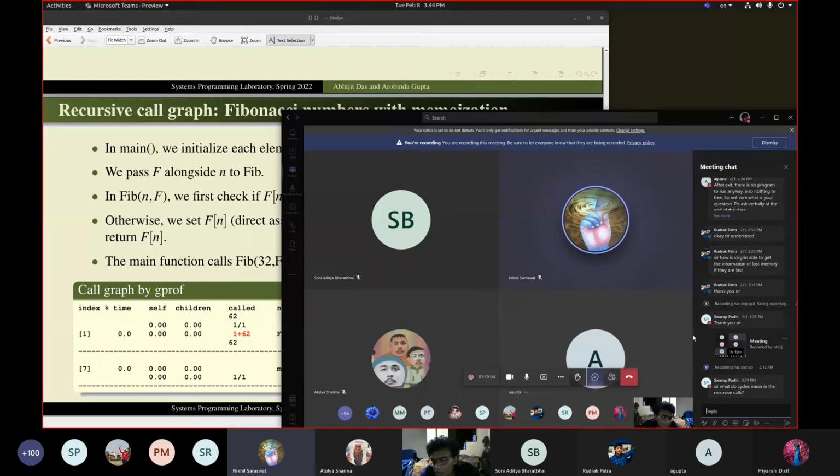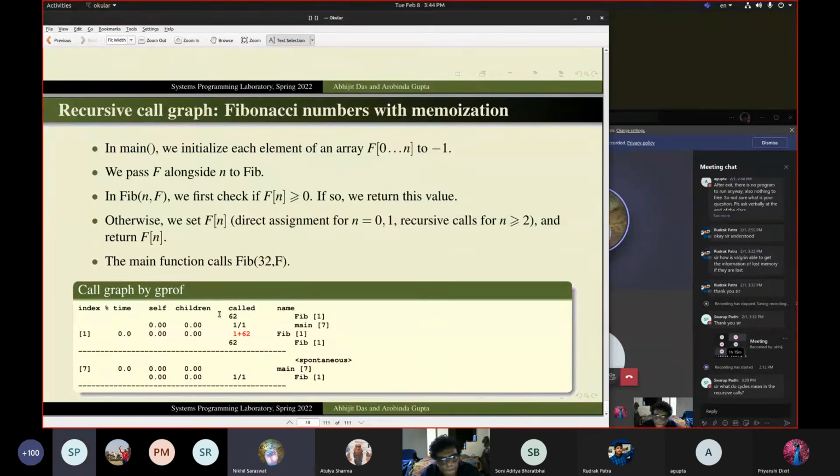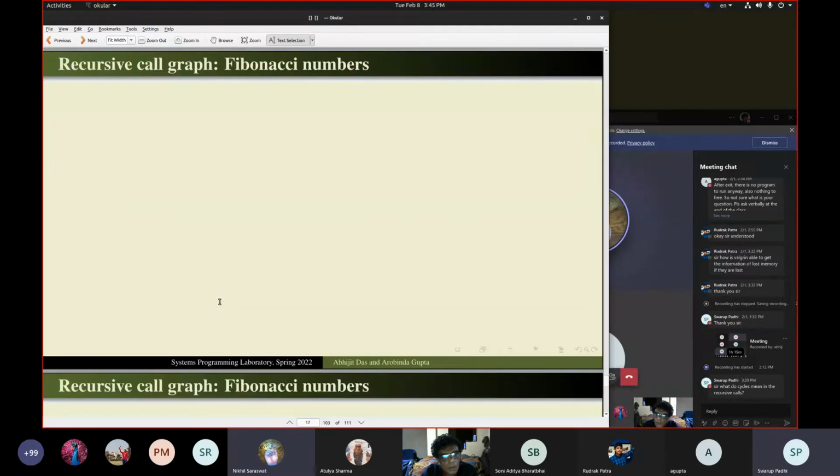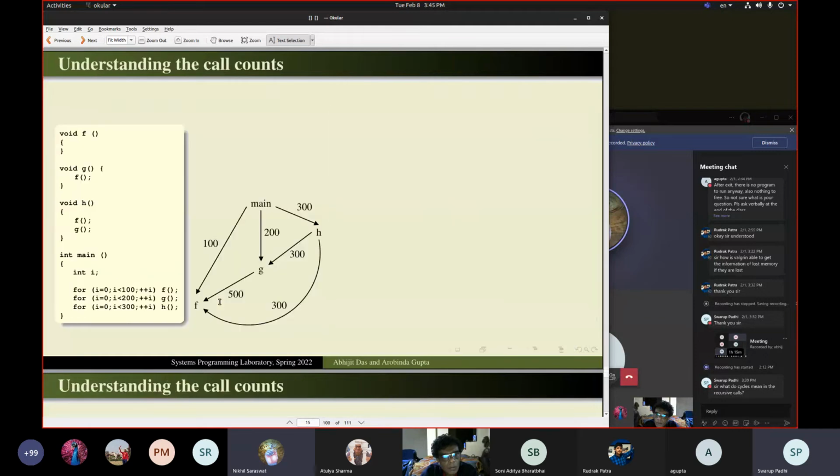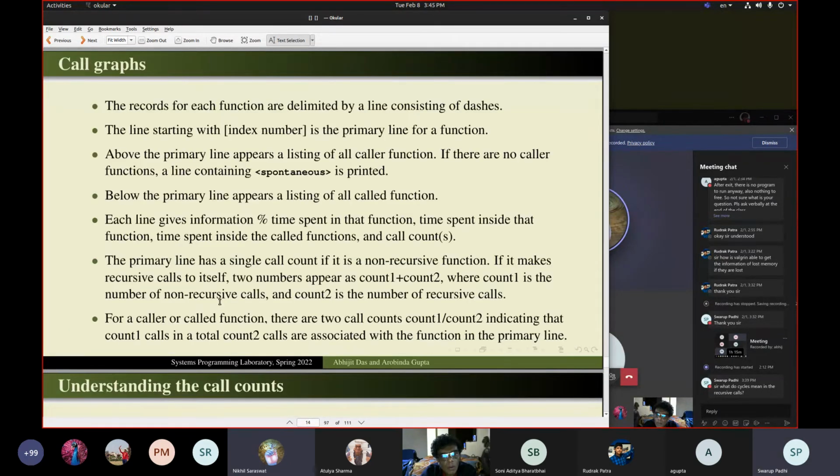What do cycles mean in the recursive calls? Cycle. Where is cycle? Sir, when I get the information about gprof, it's talking about cycles and numbering of those cycles. Sir, it's saying that if there are any cycles in the call graph, there is an entry for the cycle as a whole.